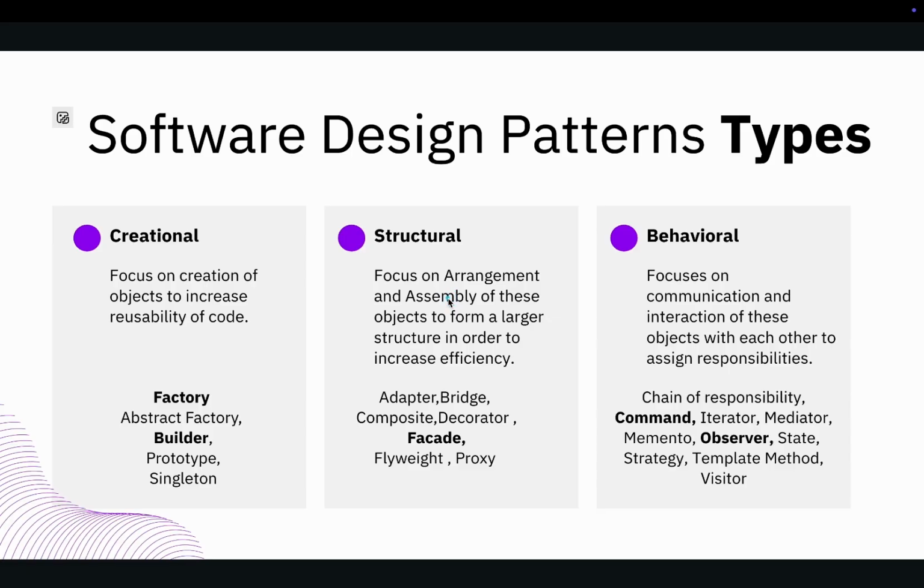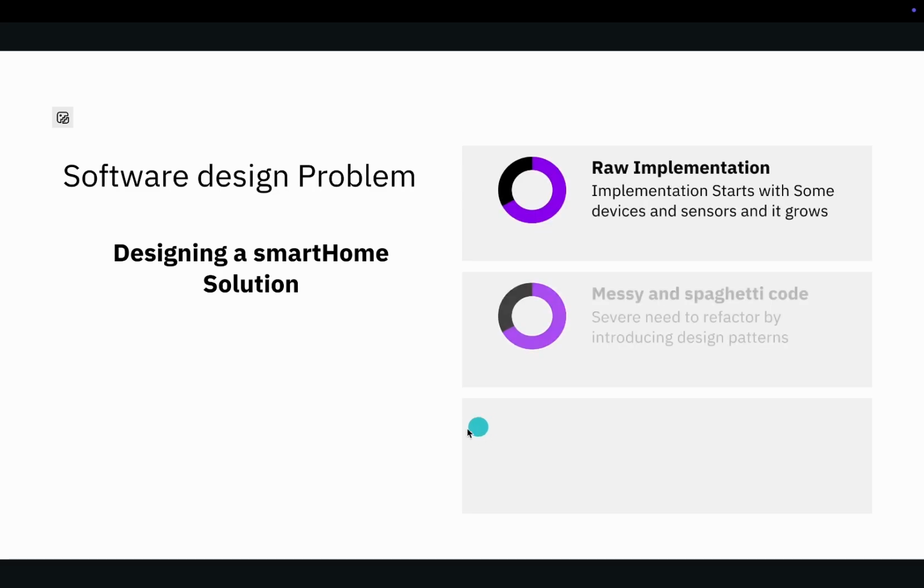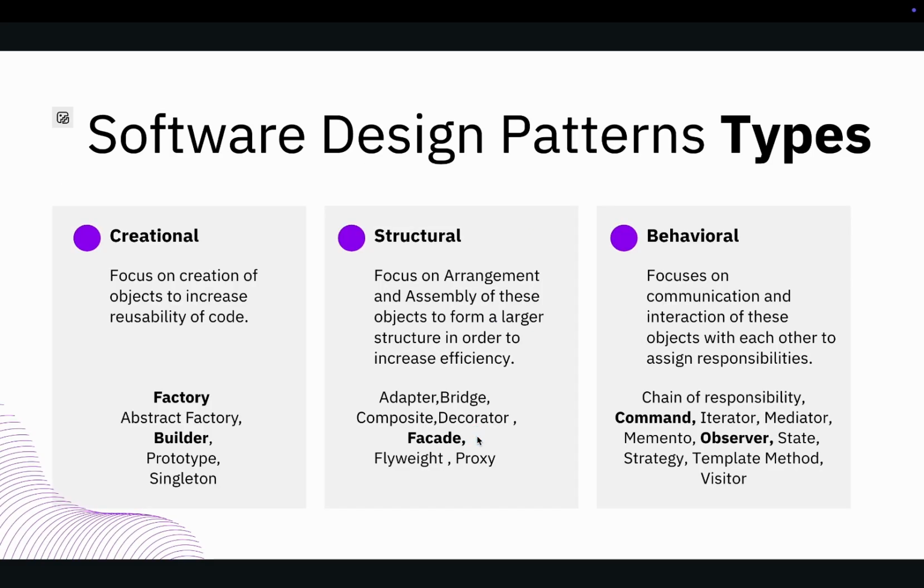The second type of software design patterns are structural design patterns. Now that we have created the objects in the system, it is time to arrange these objects in order to create a larger picture. So structural design patterns come into the picture, and they further increase the efficiency of the code. The available design patterns under the structural umbrella are written here, and the facade structural pattern we will discuss in the code later.